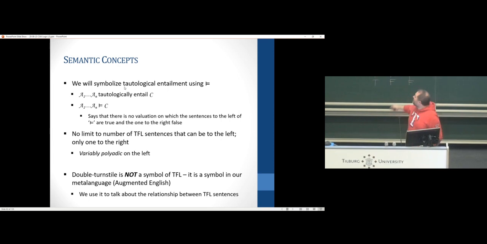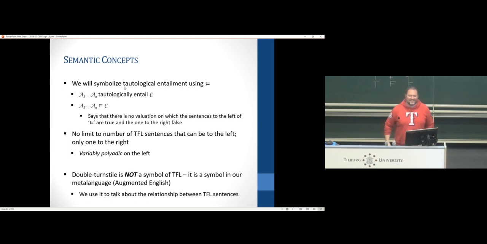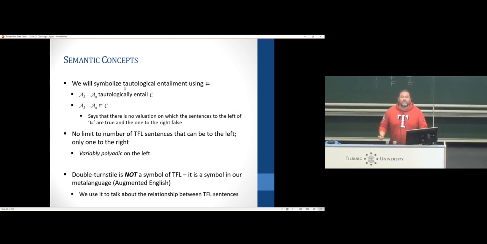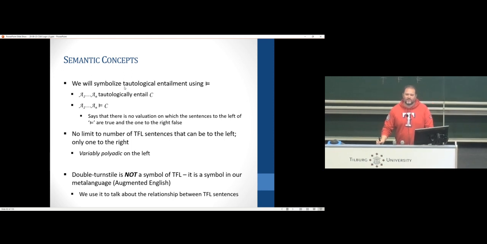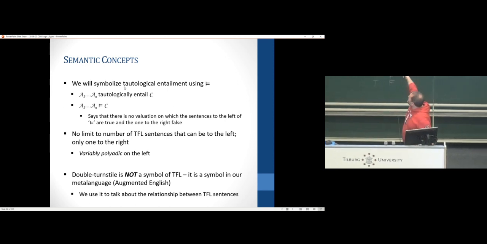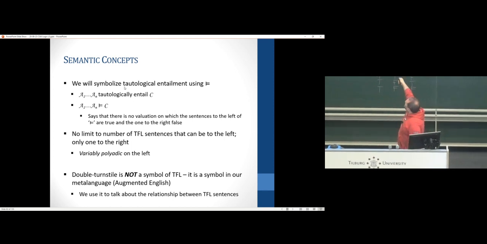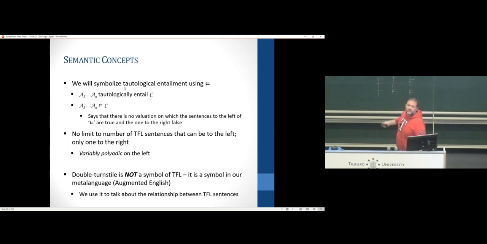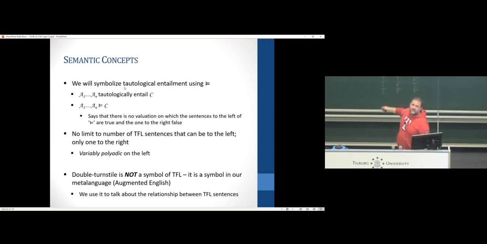To give it its proper name, it's variably polyadic on the left. I'm never going to ask you that, but it's just handy to know the fancy terms. Notably, the double turnstile is not a symbol of TFL. It's a way for us to talk about a relationship between sentences and TFL. It's a way for us to symbolize that if you built a table using these, the table will be such that there's no line where these ones are true and that one's false. That's all it says. There's no valuation where the stuff on the left's true and the thing on the right's false.